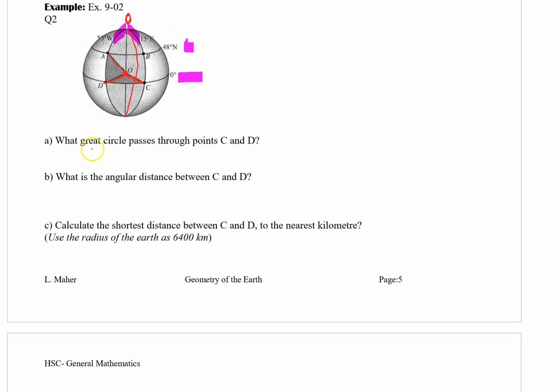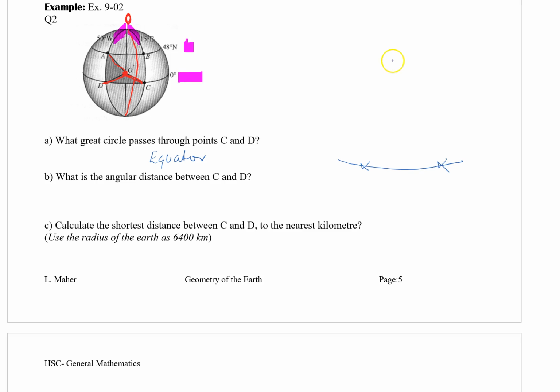It says, what great circle passes through points C and D? Now, this becomes all pretty easy because we've noted the features of the diagram. So the great circle that passes through C and D is the equator. What is the angular distance between C and D? Now, C to D is here on the equator.